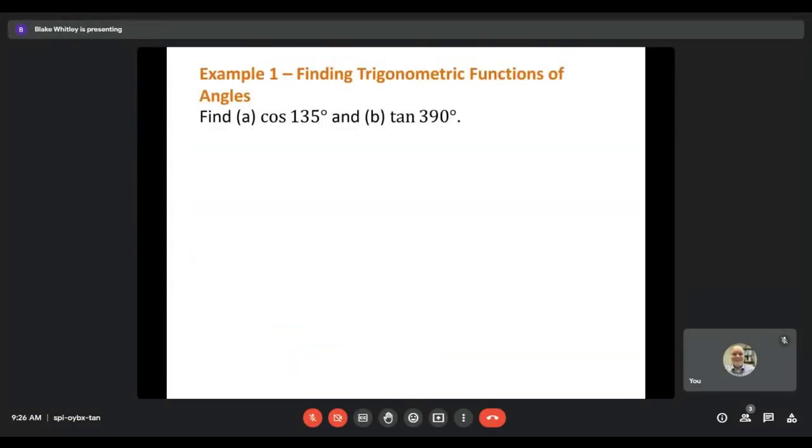All right, so what we're asked to do in example 1 is find the cosine of 135 degrees. So first thing I'm going to do is I'm actually going to sketch this angle. I'm going to draw my coordinate plane, because again, we want to put these in standard position.